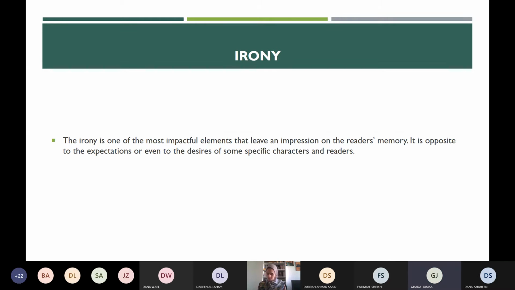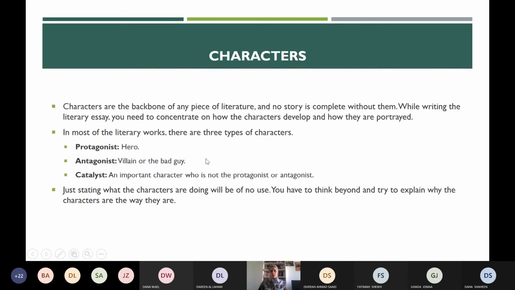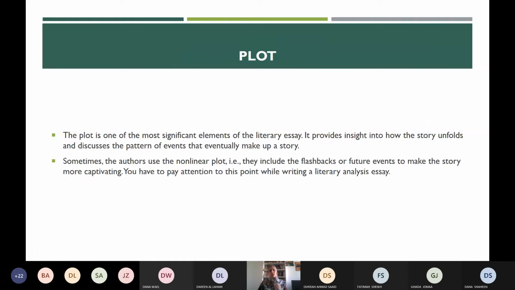Irony is one of the most impactful elements that leave an impression on the reader's memory. It is opposite to the expectations or even to the desires of some specific characters and readers. Remember verbal irony, when I say something I don't mean; situational irony, when something happens that I don't expect; and dramatic irony, when as a reader I know what will happen, but another character in the story doesn't know. So irony should also be analyzed. Again, we analyze the plot.